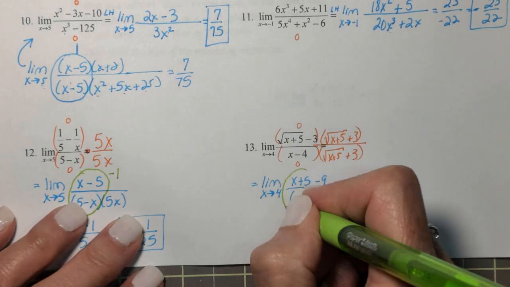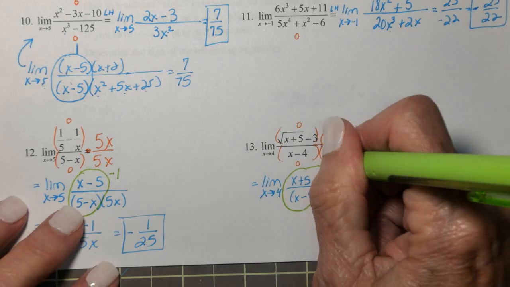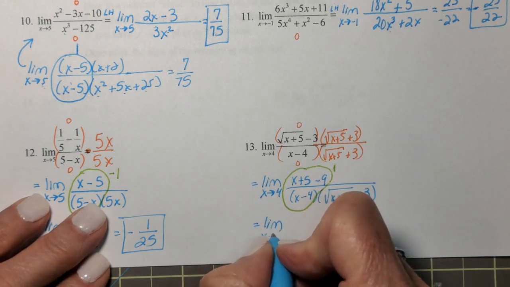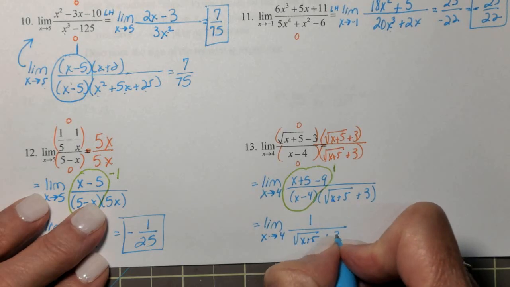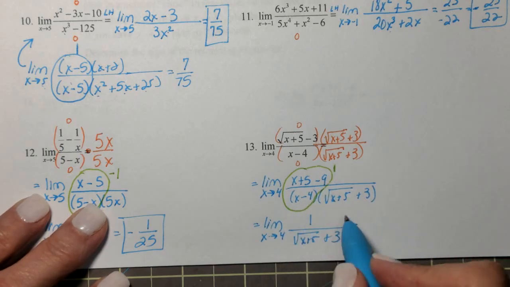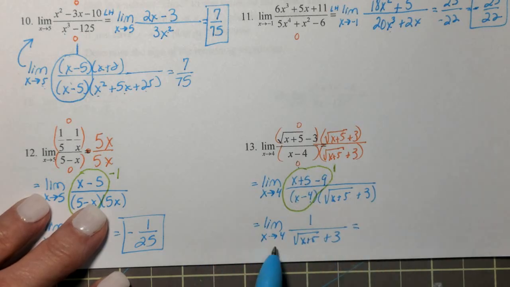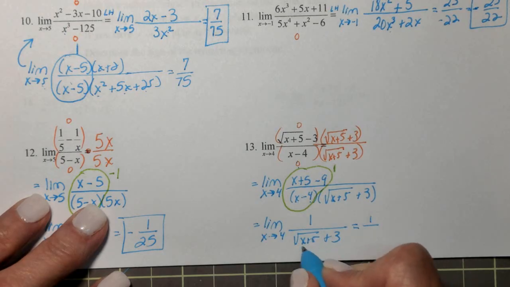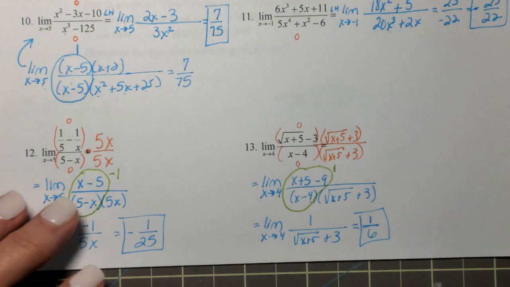Now, the x minus 4 on top and the x minus 4 on the bottom reduce to 1. And this limit is 1 over the square root plus 3. Now that I've gotten rid of that x minus 4, which was making it 0 on the bottom, I can plug in my 4 again. And I will get 1 over square root of 9 is 3, plus 3 is 6, 1/6. That limit is 1/6.